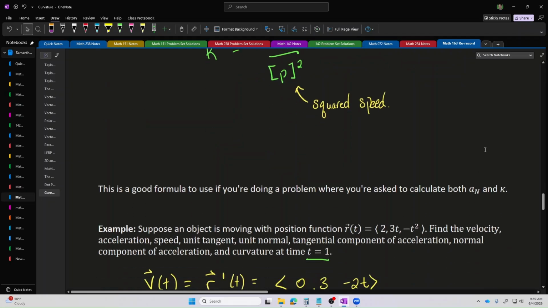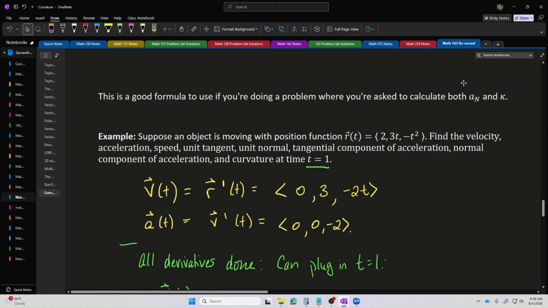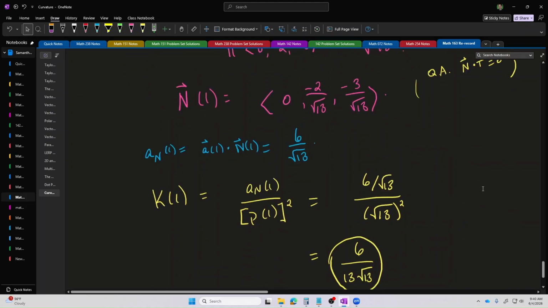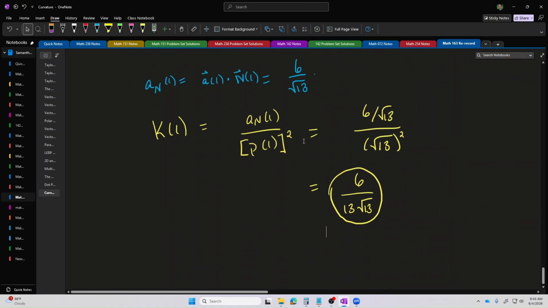So if you're in a problem where you have to calculate both the normal component of acceleration and the curvature, the best formula to use is probably that one, because then you can just divide a sub n by 2 copies of the speed and get your curvature without having to do a cross product.